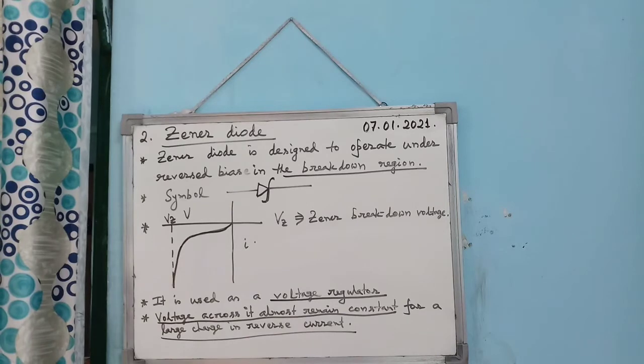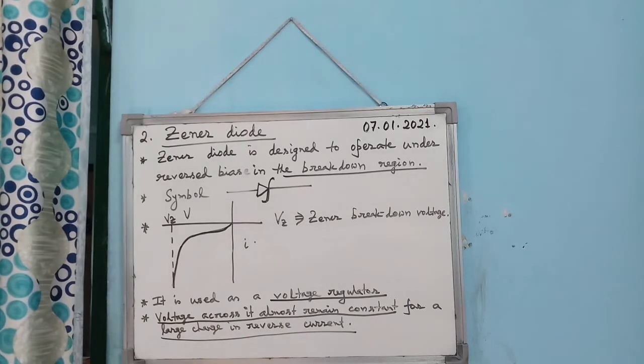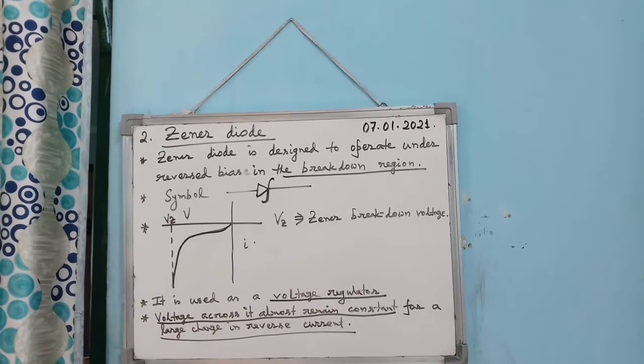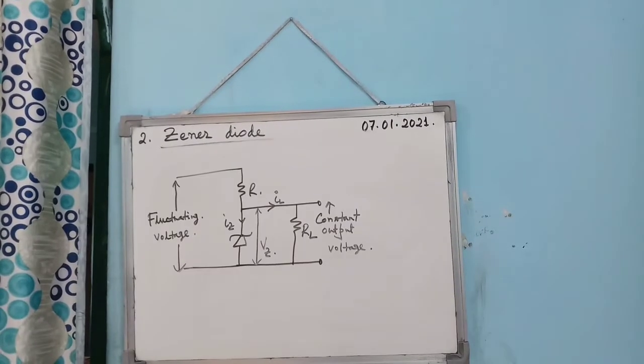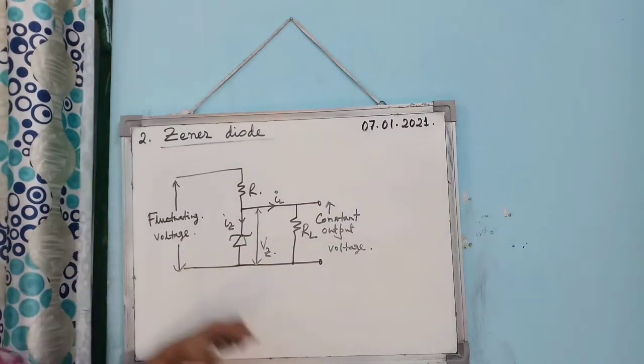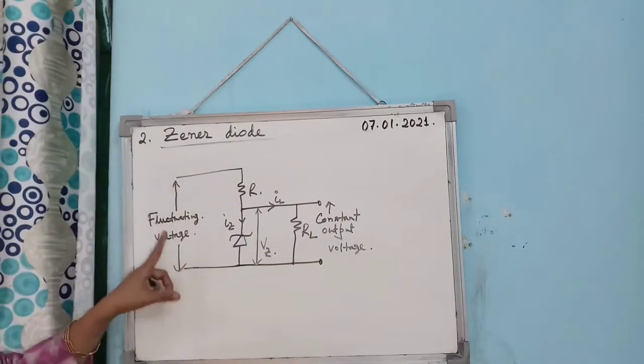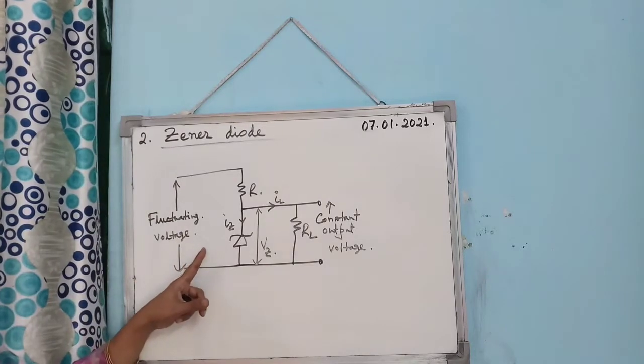Alright. So we have to know how the Zener diode is used as a voltage regulator. That circuit diagram you have to learn. So this is the circuit for the voltage regulator. You see here, across this point the input fluctuating voltage is applied.